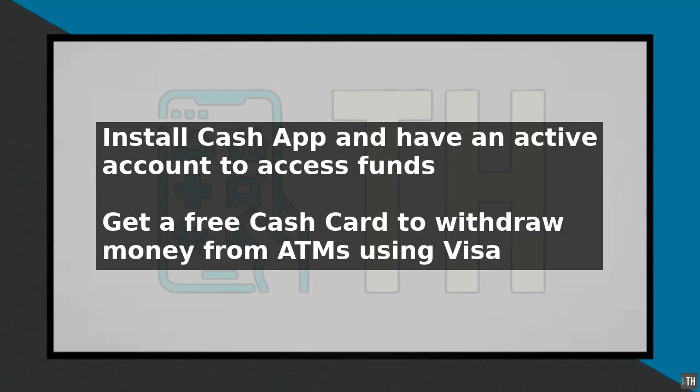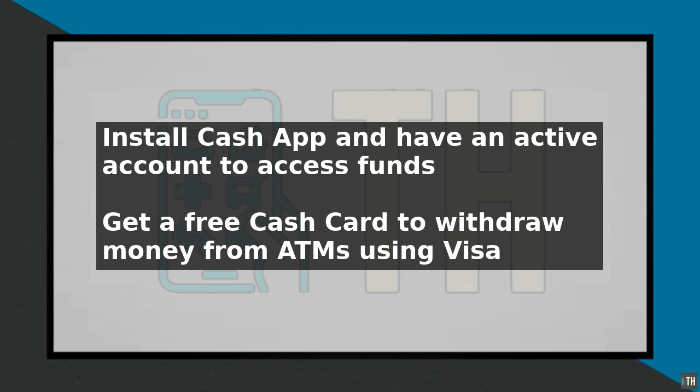To get money off Cash App at an ATM, you will need to follow a few simple steps. First, make sure you have the Cash App mobile application installed on your device and that you have an active account. You will also need to have a Cash Card, which is a free debit card offered by Cash App that allows you to access your funds at ATMs.